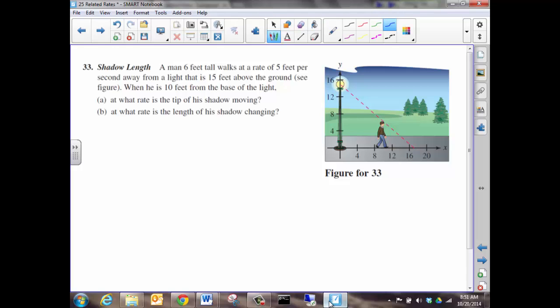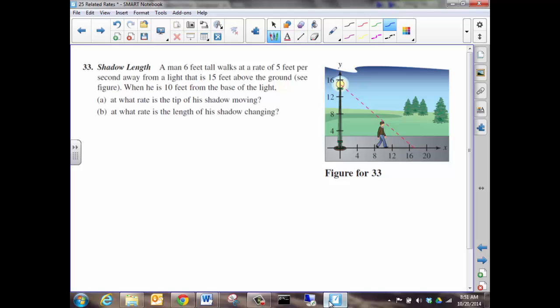A man 6 feet tall walks at a rate of 5 feet per second away from a light that is 15 feet above the ground. When he is 10 feet from the base of the light, at what rate is the tip of his shadow moving? At what rate is the length of his shadow changing? Okay?